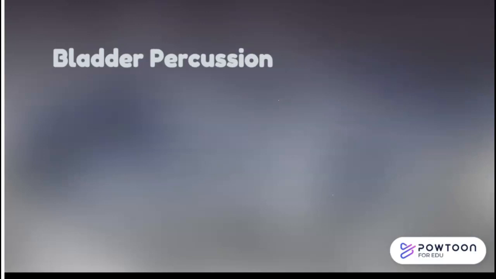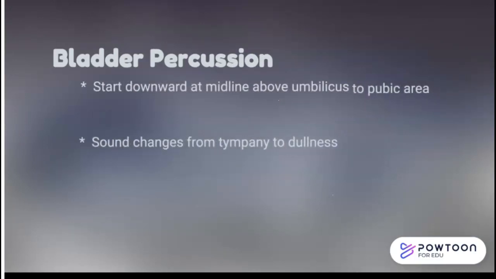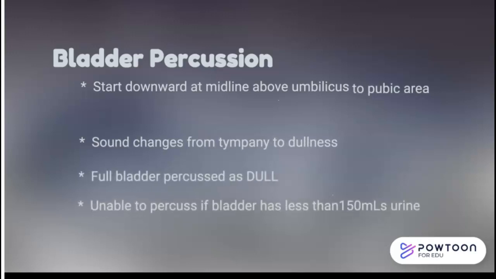To percuss the bladder, you would start just above the umbilicus and go down towards the pubic area. The sound should change from tympany to dullness. A full bladder will be percussed as dull. If you're unable to percuss the bladder, it may have less than 150 milliliters of urine in it.